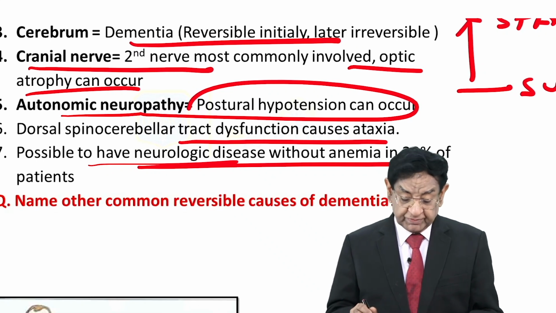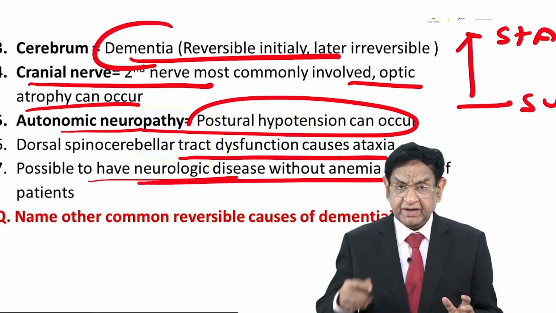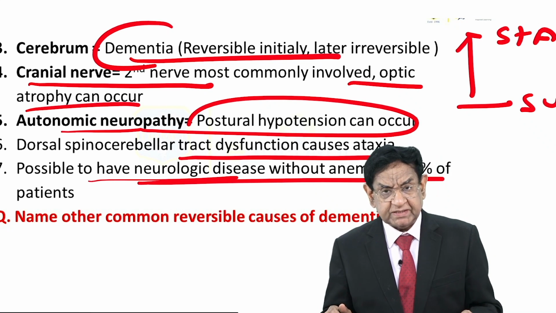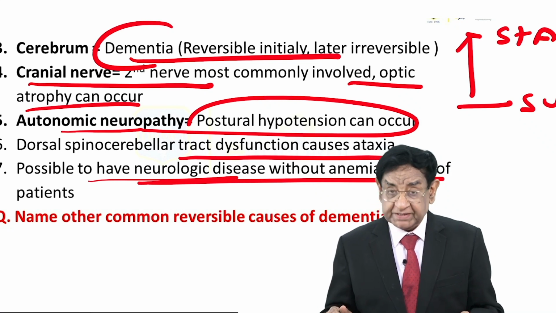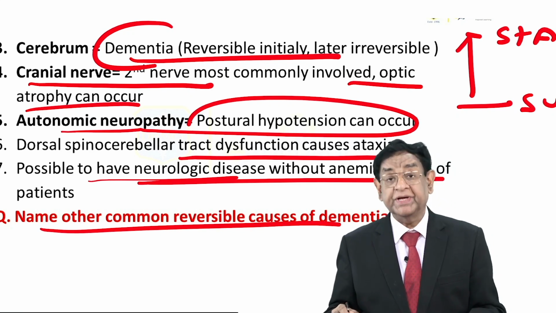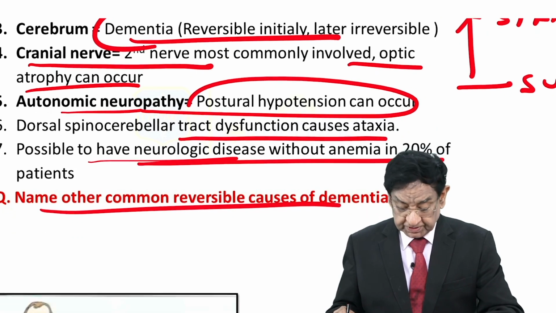Okay, now, we talked about dementia occurring. It's a reversible dementia. I have one more question for you. We know very well that Alzheimer's disease is the most common cause of dementia, but that is irreversible. Now, tell me some other common cause of reversible dementia. Stop the video, write down the answer.